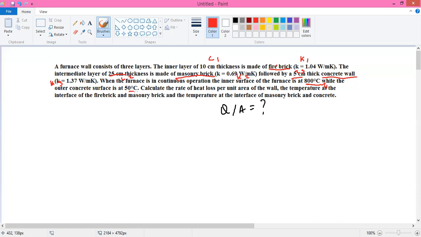We need to calculate the heat loss per unit area, that is Q by A. We do not need the area value, we only find the heat transfer rate per unit area. Then we find the interface temperatures between the fire brick and masonry brick, the first and second elements, and between the masonry brick and concrete wall.